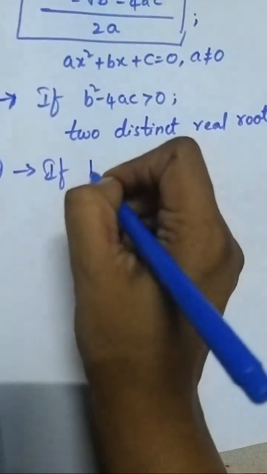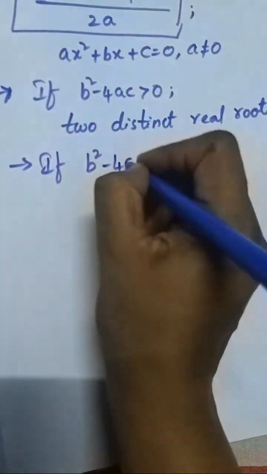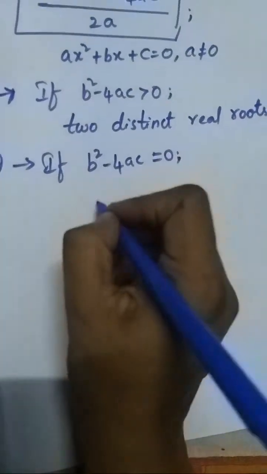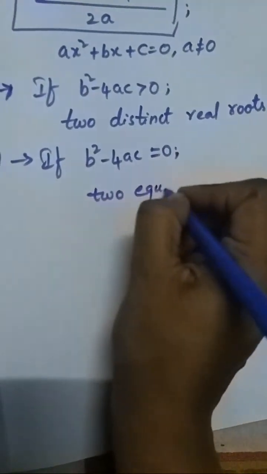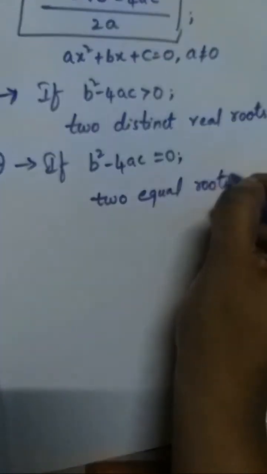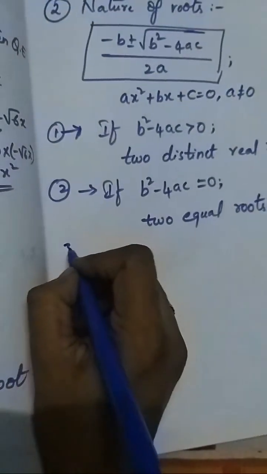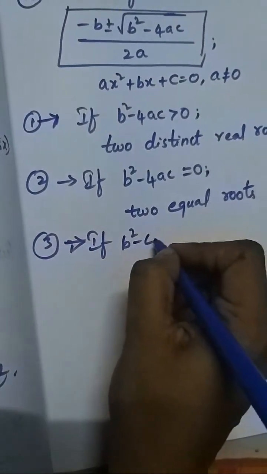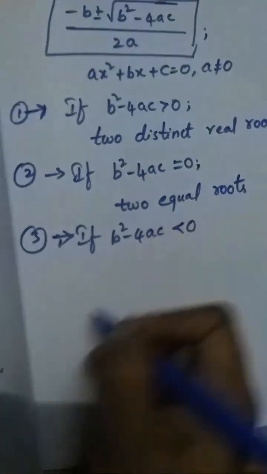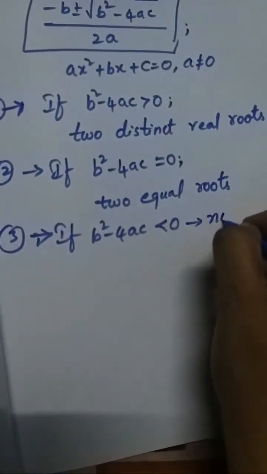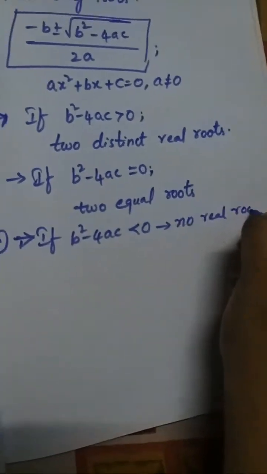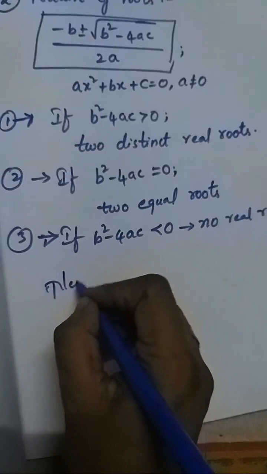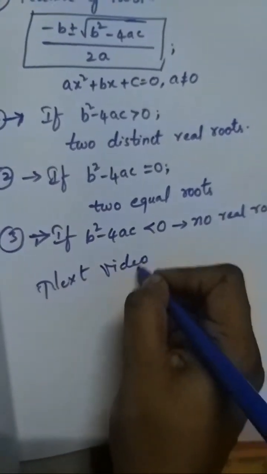If b square minus 4ac is equal to 0, what will you get? Two equal roots we will get, when it is equal to 0. Third one, if b square minus 4ac is less than 0, then no real roots are obtained for that equation. Okay, so in the next video I will show the problems.